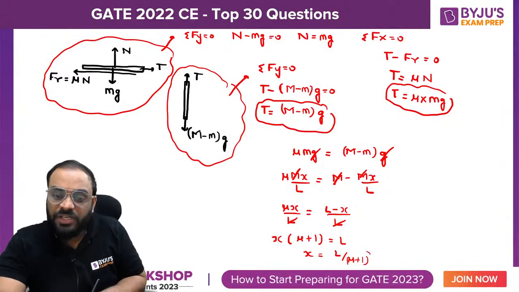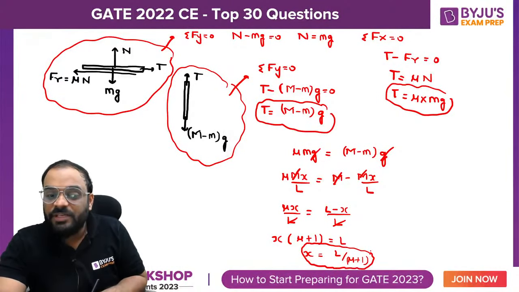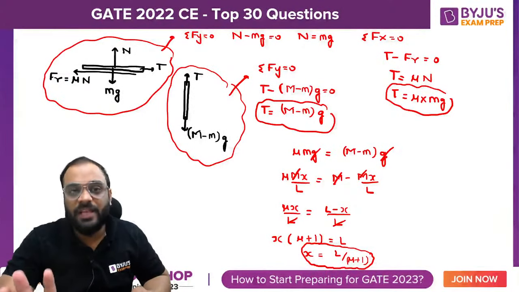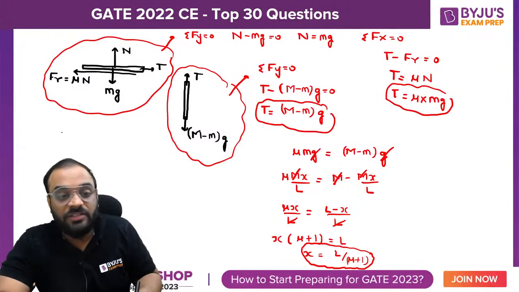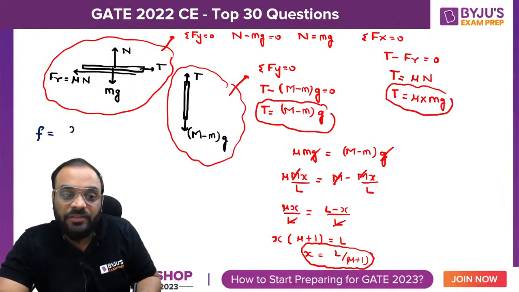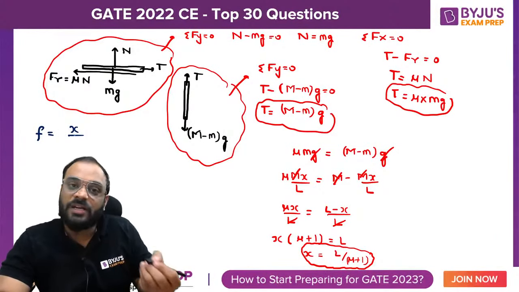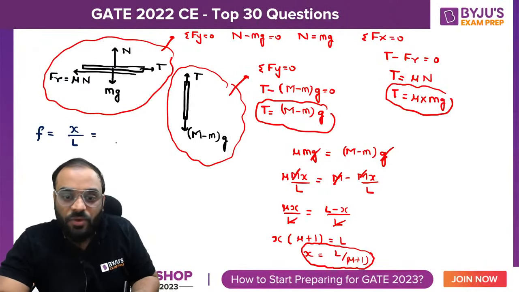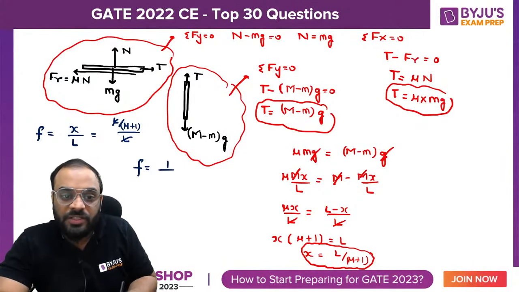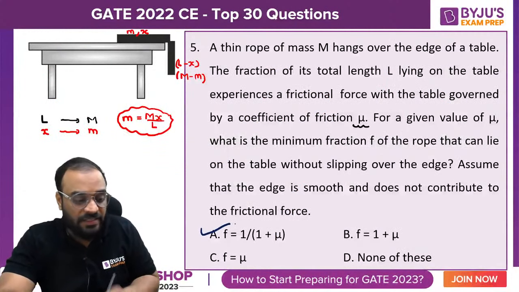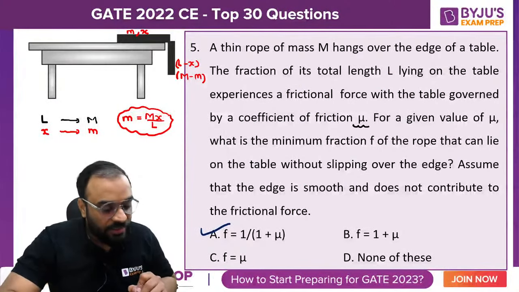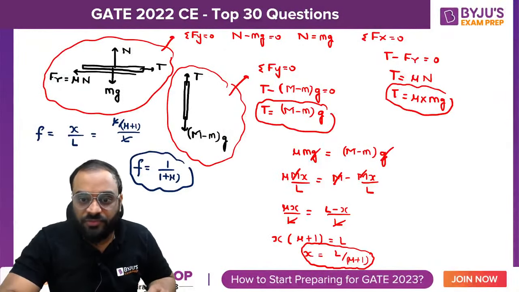So this much length we need to put over the table so that it can be stable, right? This is the length. But our question is we need to find out the fraction. So how can we find the fraction? Fraction is nothing but the amount of length which is placed over the table with respect to the total length, right? So x divided by L is equal to L by mu plus 1 divided by L. Cancel it, so ultimately you will get the fraction value. Fraction is equal to 1 by 1 plus mu. So this is the answer, right? You can see here, guys, A is the correct answer for this problem. Now I think all of you are able to understand the complete solution over here, correct?